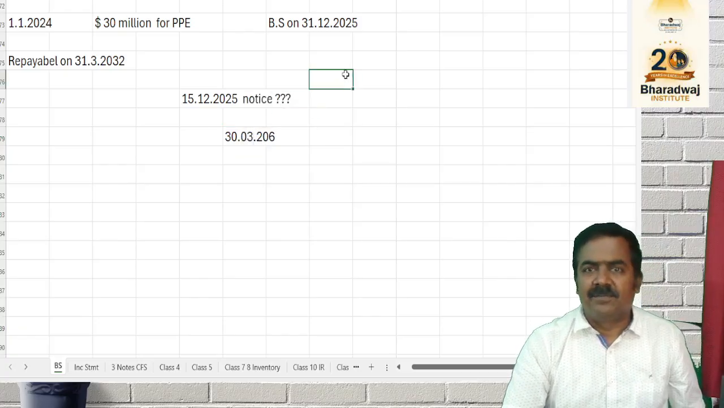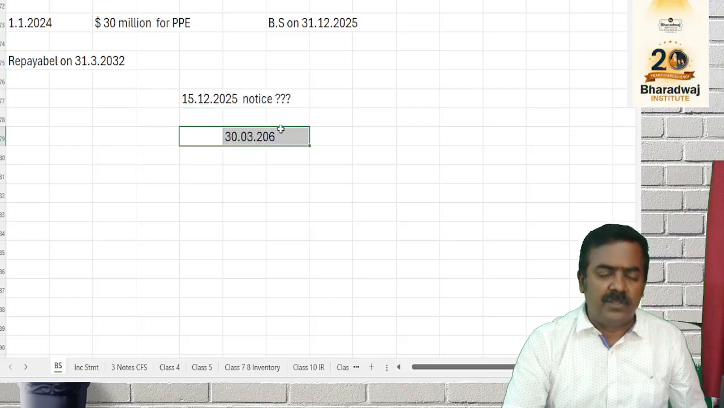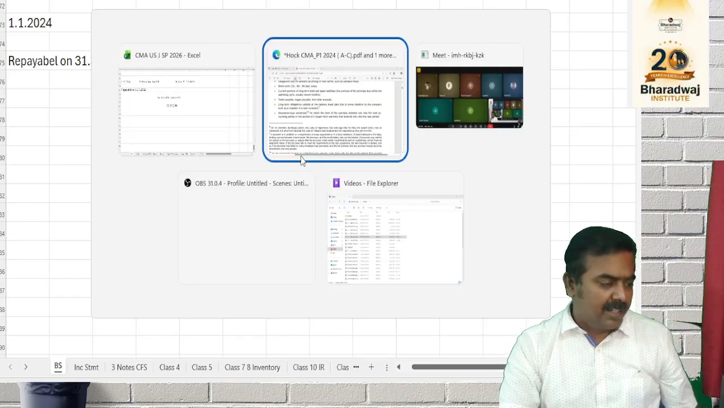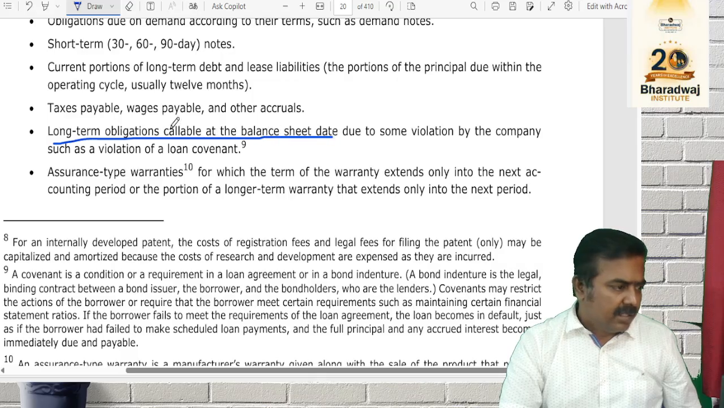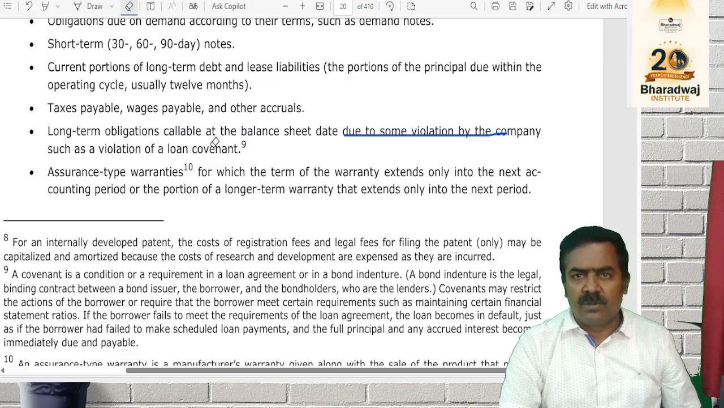Now what will happen? You violated the condition. The bank served a notice telling you to repay the loan within 30th March. It will become a current liability. Long-term obligations callable on the balance sheet date means payable on the balance sheet date due to violation by the company, such as a loan covenant, meaning the conditions attached to the loan.